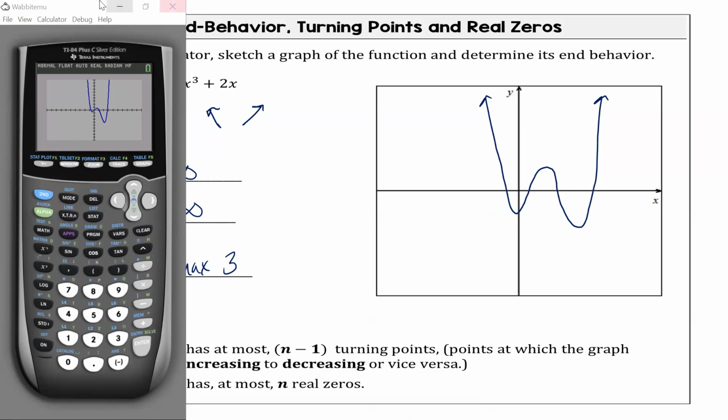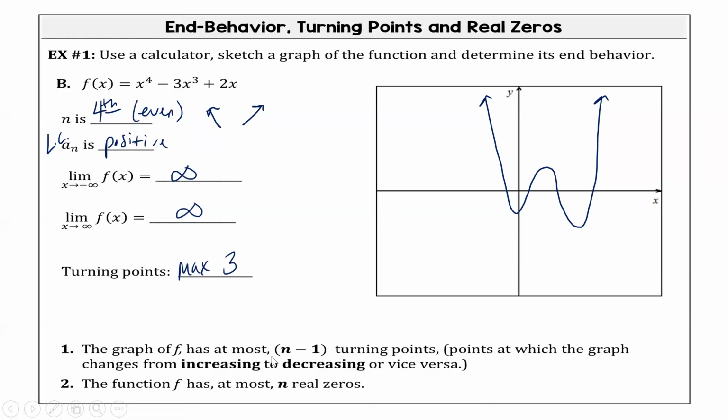Okay, so things to remember at the bottom. The graph has at most n minus 1 turning points. So your degree minus 1 is going to be your max number of turning points, correct? All right. And when we're describing turning points, we're saying when does our function go from increasing to decreasing and vice versa. Okay. And then at most, n real zeros.